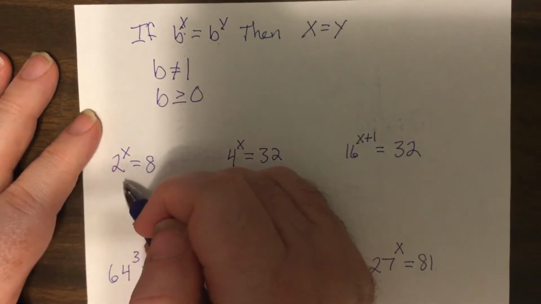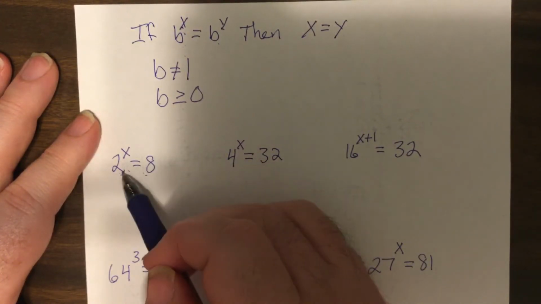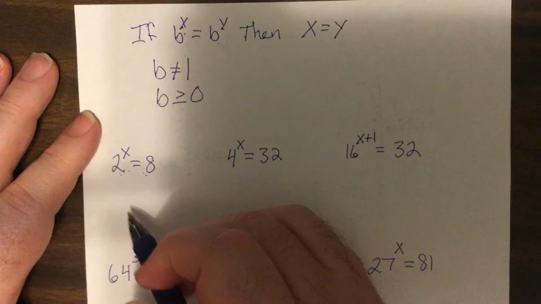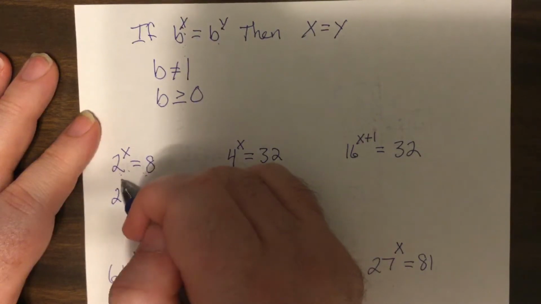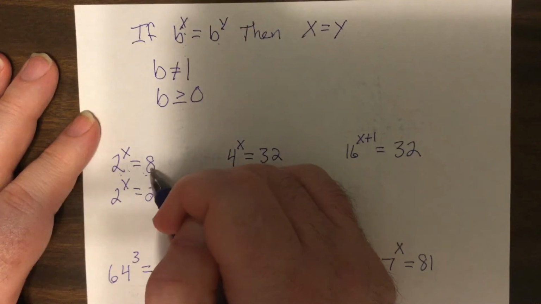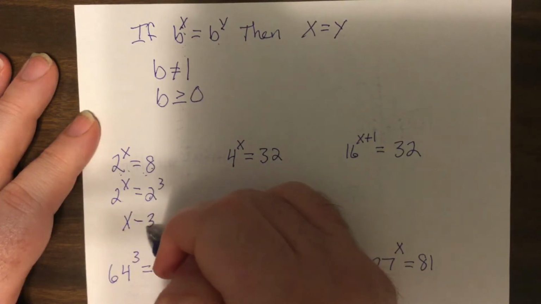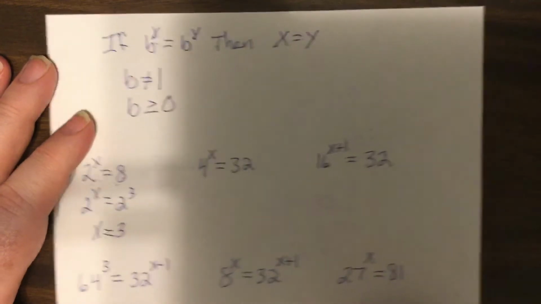So here, if I can get the same base on both sides, I can set the powers equal and solve. So I'm going to change 8 to 2 cubed. It's the same thing as 8. And since the bases are the same, x has to equal 3.